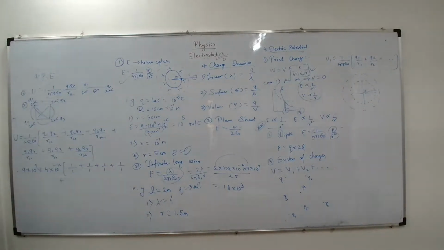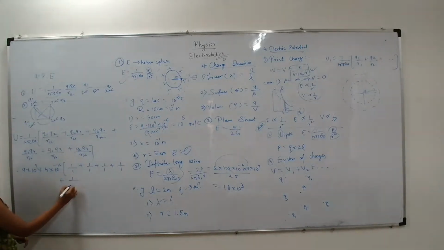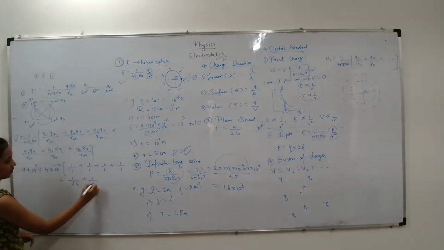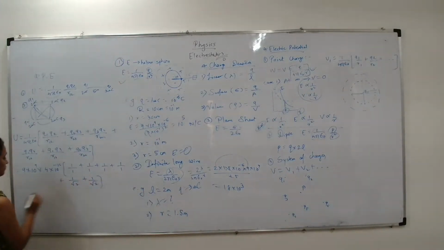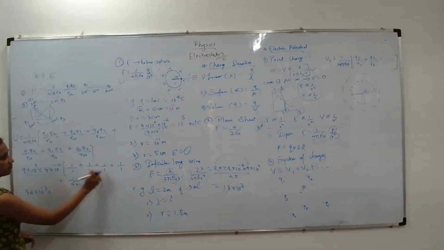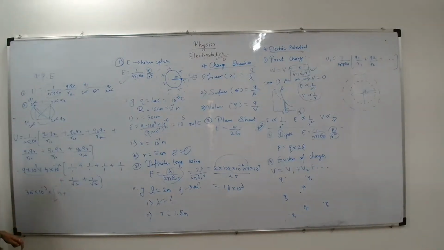How? It is nothing but the diagonal of the square. By using Pythagoras, 1 square plus 1 square is 2, so the diagonal is root 2. The formula for the diagonal of a square is root 2 times the side, root 2 into 1. So for the diagonal pairs the term is 1 upon root 2 plus 1 upon root 2. So 9 into 4 is 36, times 10^-3, into 4 plus 1 by root 2 plus 1 by root 2, which is 2 by root 2. That is root 2, so 4 + root 2 is your answer.